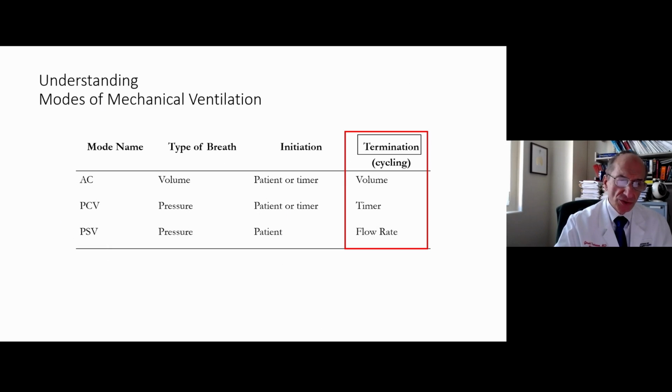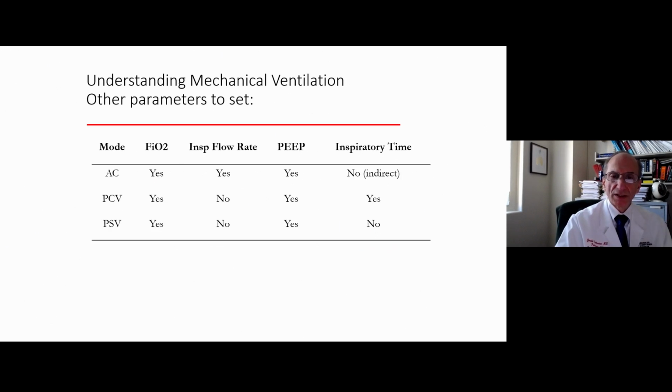And then in pressure support ventilation, cycling occurs by a flow. When flow comes down to a certain preset level, it will cycle into exhalation. Now, we have other variables that we can control. And of course, all three of these modes allow us to control patients' FiO2 and PEEP, positive end expiratory pressure.